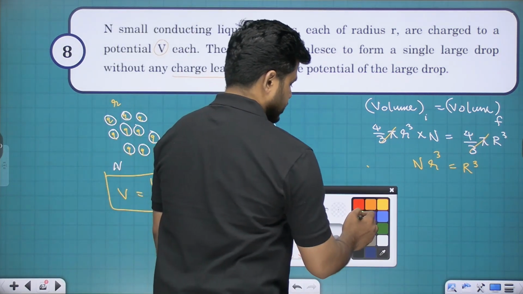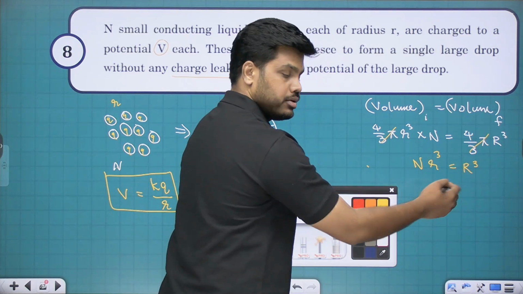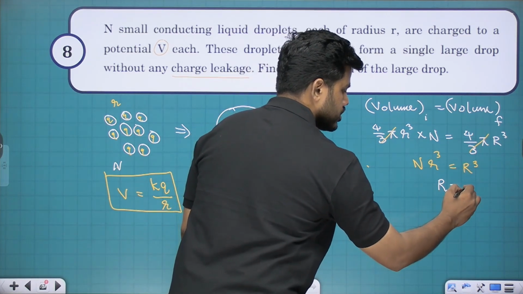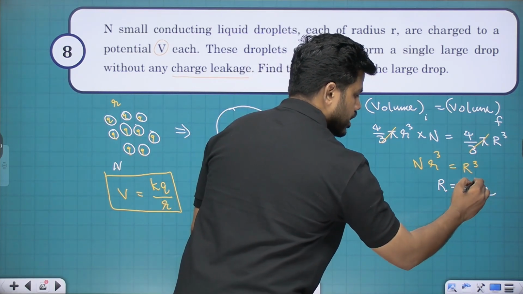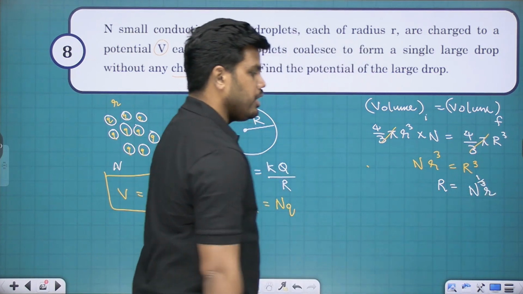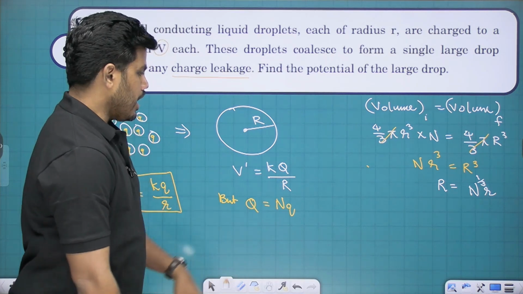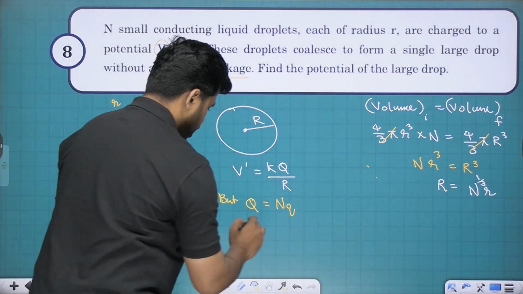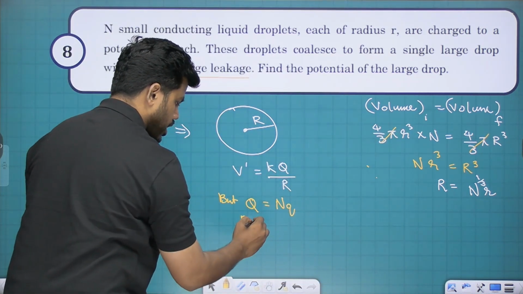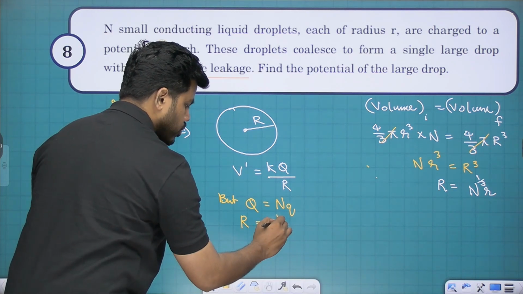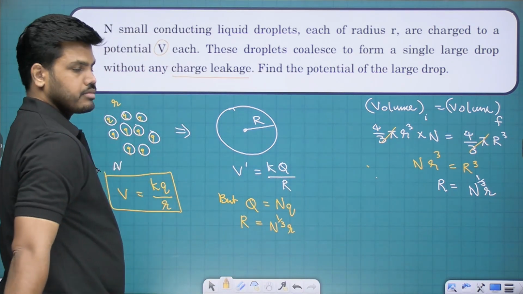To get capital R, take the cube root. So R is equal to r, since r³ becomes r, and the cube root of n is n raised to 1/3. From this calculation we got R is equal to n raised to 1/3 times small r.